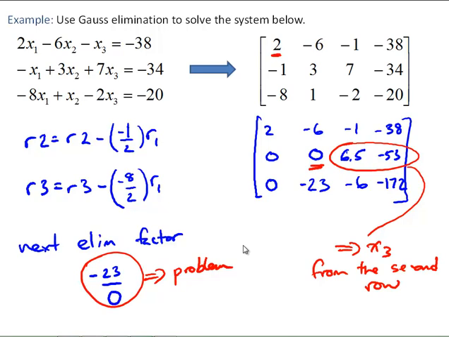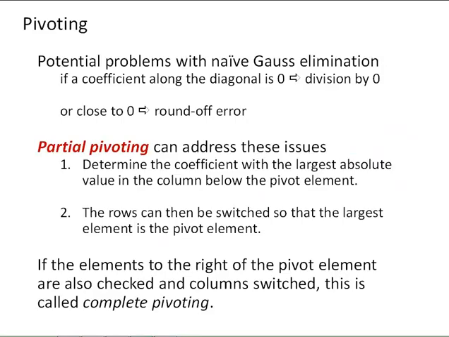And again, doing this by hand, no big deal, but remember, solving a 3 by 3, of course we can do by hand, but we're setting this up to solve systems, maybe 100 equations by 100 unknowns using a computer, and this division by 0 problem would be a big issue in that context. So let's talk about how we can address that, and we do that with the idea of pivoting. So we have potential problems with naive Gauss elimination, and the idea of a naive Gauss elimination just means we just take the equations and go for it. No modifications to the system.